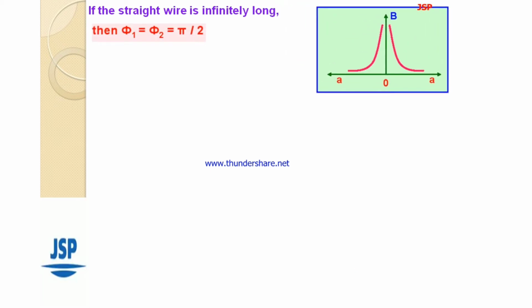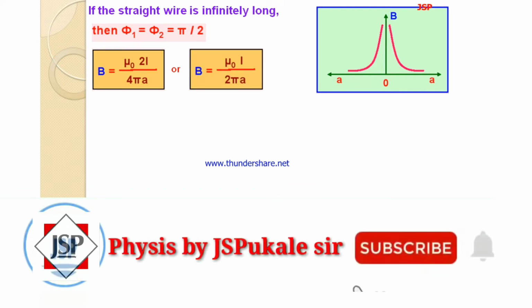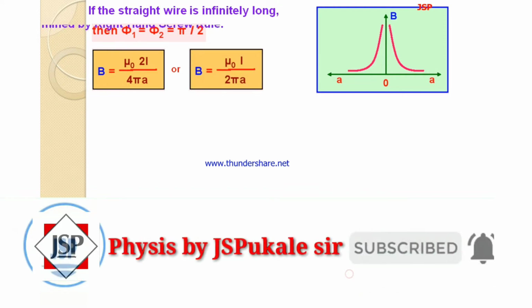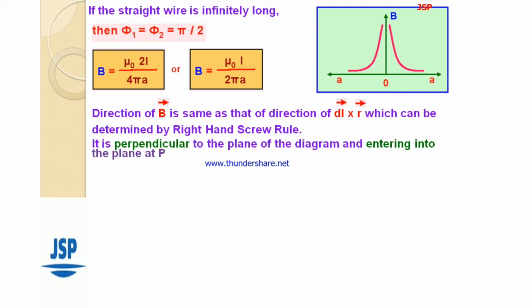If the wire is infinitely long, then phi 1 equals phi 2 equals pi by 2. Then we substitute there sin phi 1 and sin phi 2. So we are getting B equals mu naught 2I divided by 4 pi a, or B equals mu naught into I divided by 2 pi a. The direction of B is the same as that of the direction of dl vector cross r vector, which can be determined by the right hand screw rule. It is perpendicular to the plane of the diagram and entering into the plane at P.